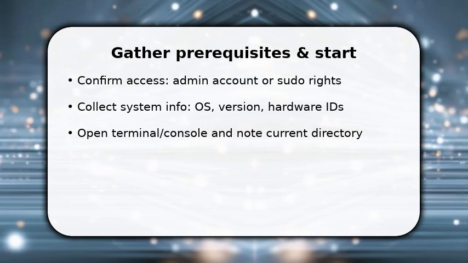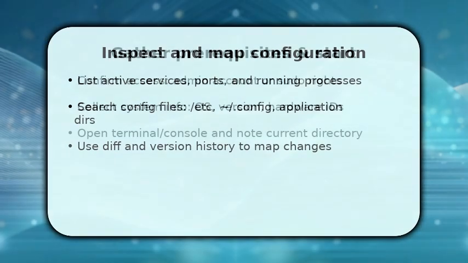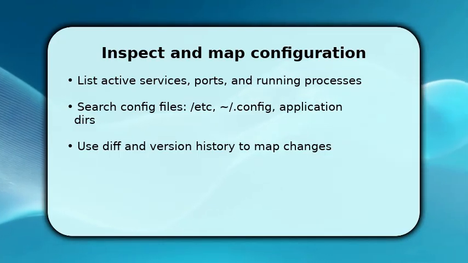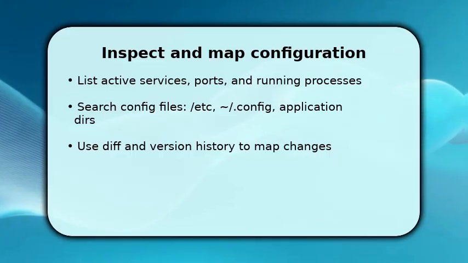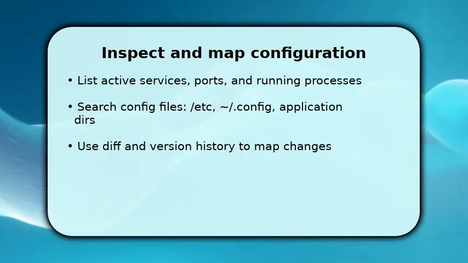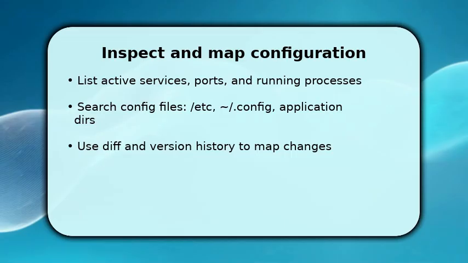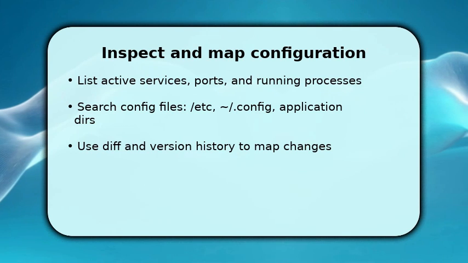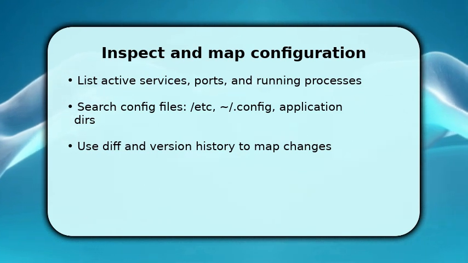live settings. You now inspect the system to find where configuration values originate and how they flow. Start by listing active services, listening ports, and relevant processes so you know what to trace. Then search common locations like /etc, ~/.config, and application-specific directories for files that contain keys or parameters. Use tools like grep, find, and config parsers to extract candidate entries. Once identified, compare with backups or version history, using diff to map what changed and why.